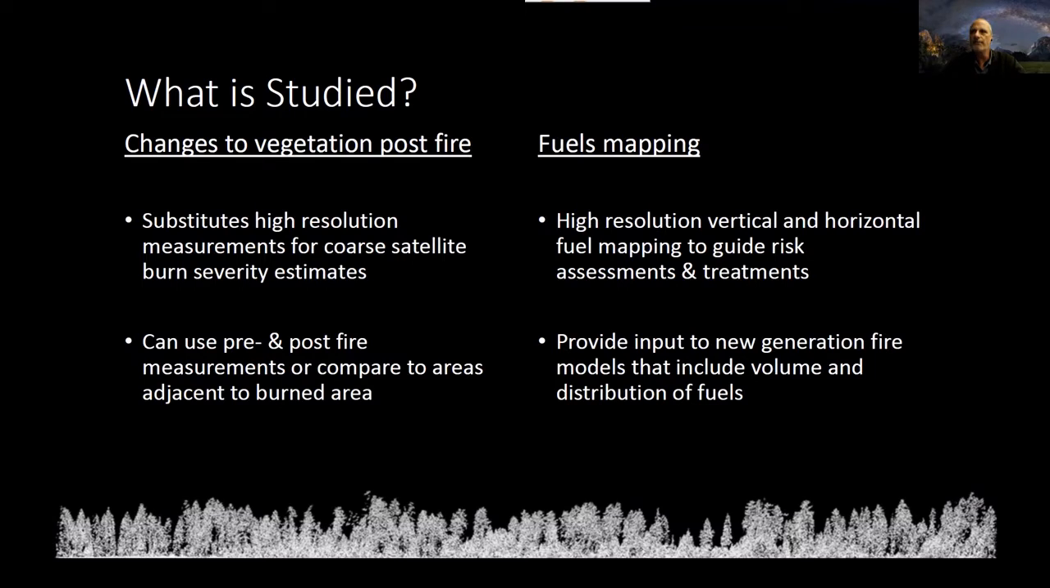The other is fuels mapping. With the methods that will be described here, we can do high resolution vertical and horizontal fuel mapping. And this can be used to guide risk assessments, plan treatments, and as some of the talks will discuss, now with the very high precision mapping of fuels, we can start to provide fuel data into a whole new generation of fire models.